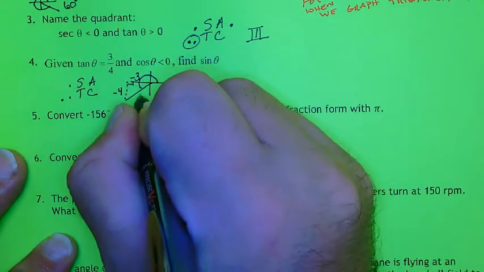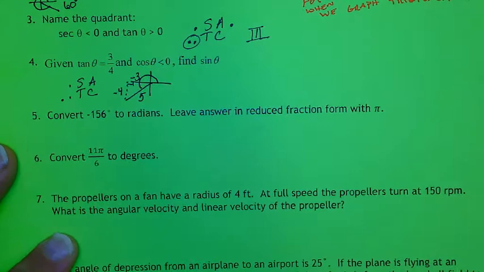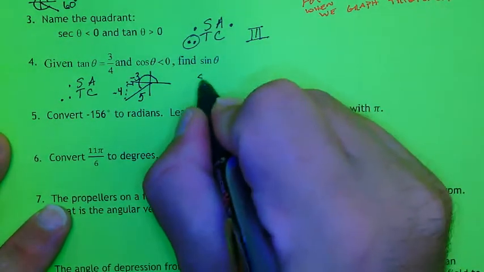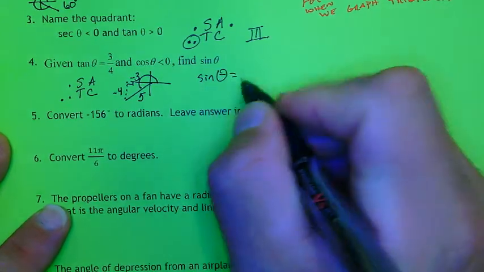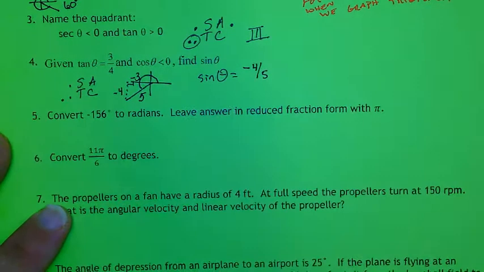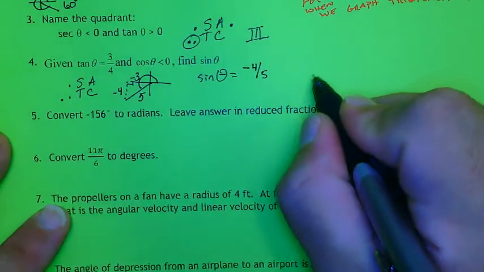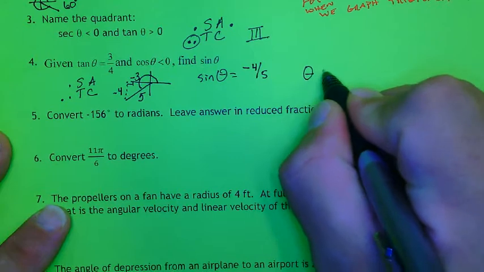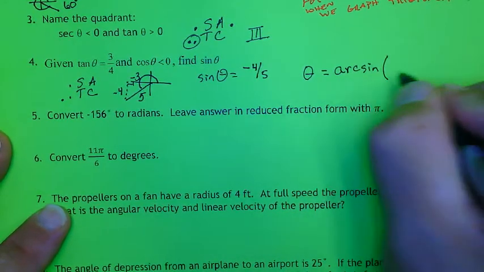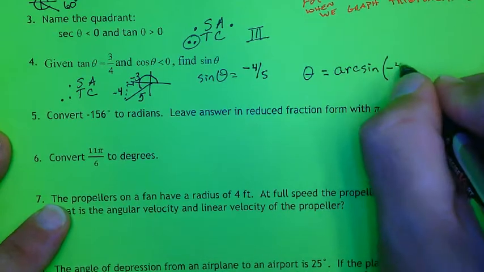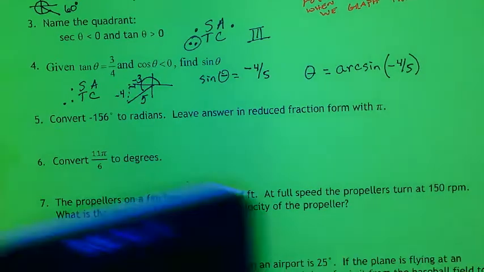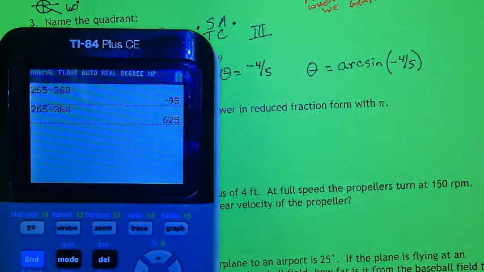Okay? Tangent, opposite over adjacent. Hypotenuse, 3, 4, 5 triangle. Okay? So what's the sine of theta? The sine of theta would be opposite over hypotenuse. And what if we were asked to find theta? Well, theta would be equal to the arc sine of -4/5.